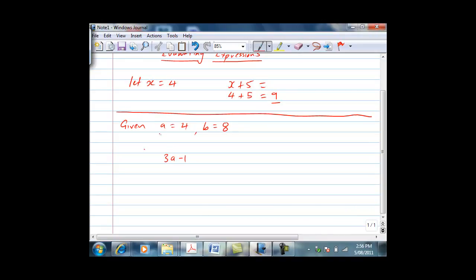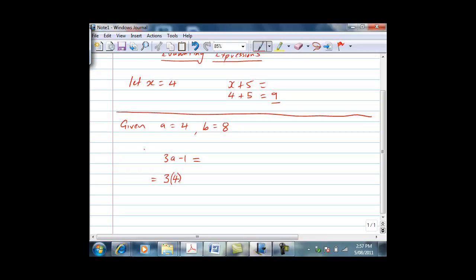Alright, let's have a look at another question. In this question, the value of a has been given as 4, the value of b is 8, and the question is 3a minus 1. So what we need to do is substitute the value of a in place of a. The value of a is 4, and I have to make sure I put a bracket. If I don't put a bracket, that looks like 34. That's a common mistake that you can make.